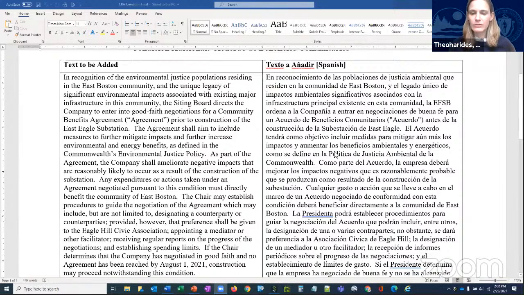So a community benefits agreement, which is something new to this board, would require the company to enter into good faith negotiations with the Eagle Hill Civic Association or other community representatives of the neighborhood prior to the construction of the East Eagle substation. The idea would be to ensure the neighborhood will see additional benefits from the project and the community will be compensated for any associated negative impacts. Importantly, any agreement here must directly benefit the community of East Boston. So I'll read the specific text.